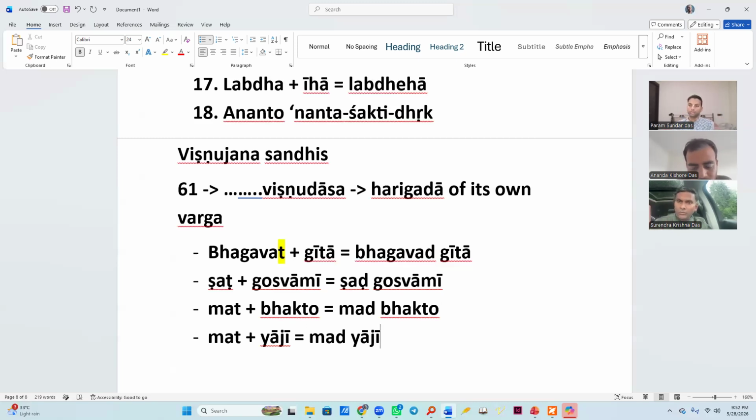So, Prabhu, if there is no following word coming after it, then Mat will stay Mat only, right? Let's say it's not Yaji after Mat. Then the next sutras will explain that. In this sutra, Vishnu Dasa situated at the end of the word turns into Harigada, the third letter of its own varga. That's all.